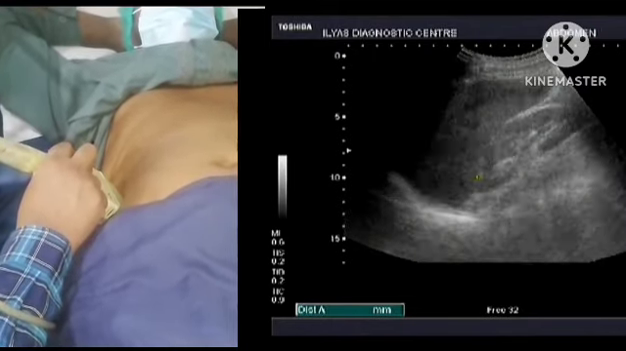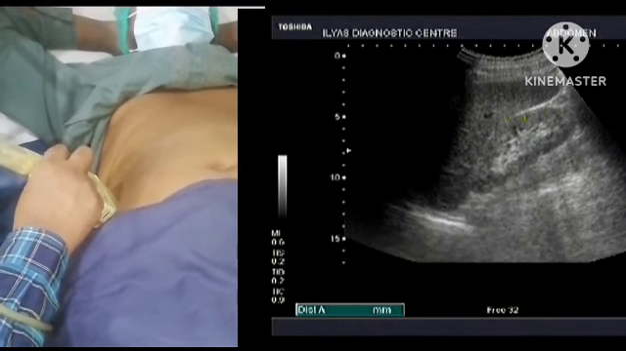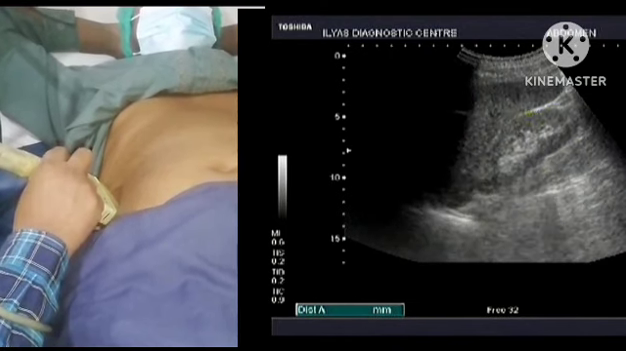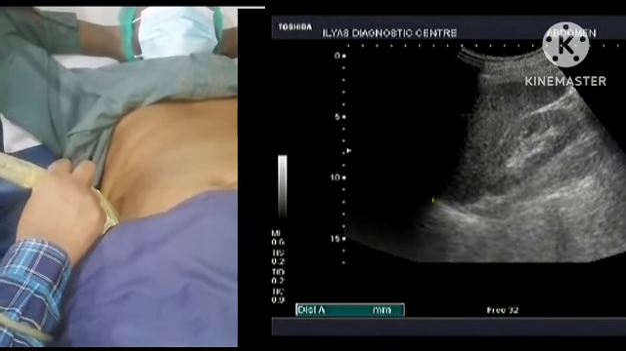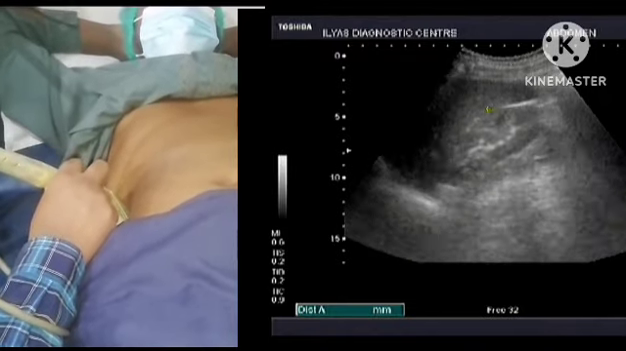This is the right kidney. This is the whole right kidney. You can see that I have moved my probe just a little bit. This is normal, keep breathing. This is the liver and this is the right kidney. Now I have to visualize the kidney in its whole length.